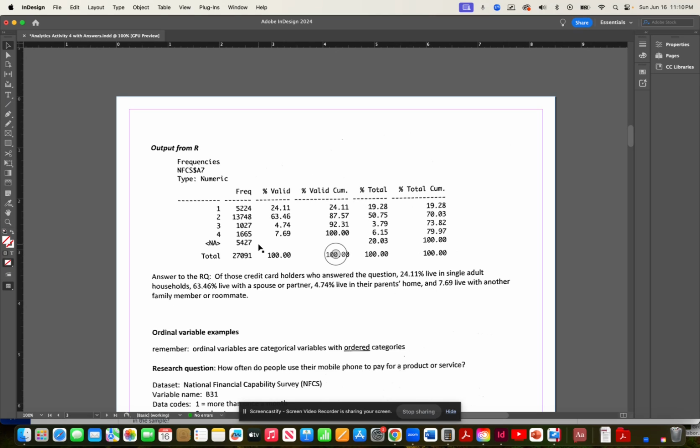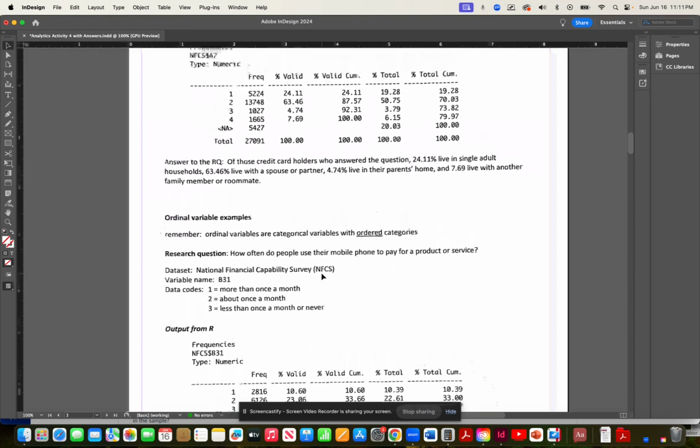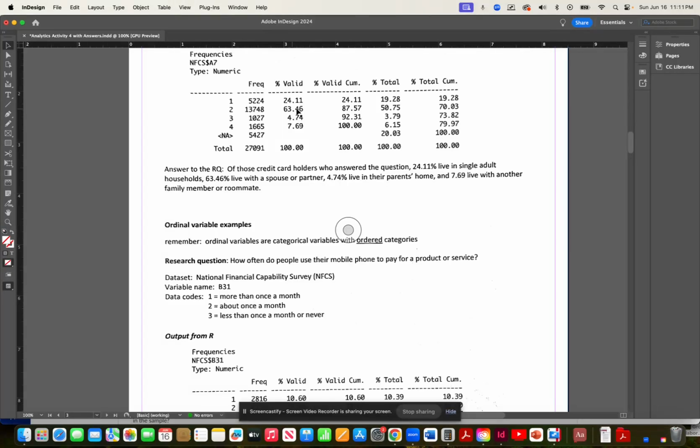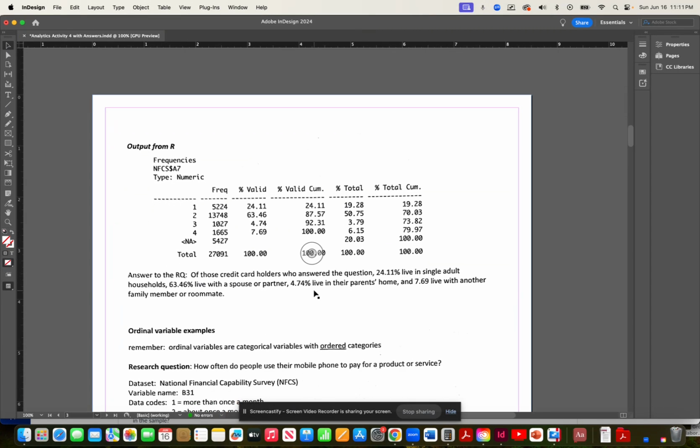And if we dig a little deeper, we'll find that that's okay also, based on just the information that we find. So the answer to the research question, since we know the NA in this case is okay, would be, of those credit card holders who answered the question, 24.11% live in single adult households, because remember, one is single adult household. 63.46% live with a spouse or partner, because number two is live with a spouse or partner, and so on. So that would be the complete way to answer the question.